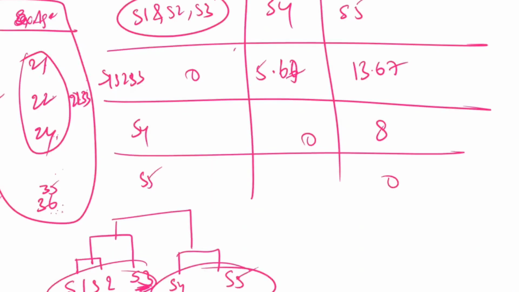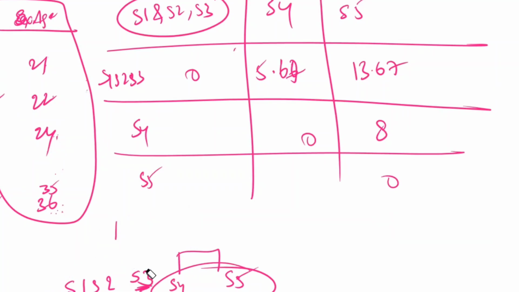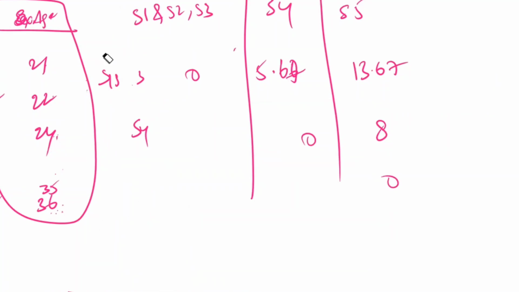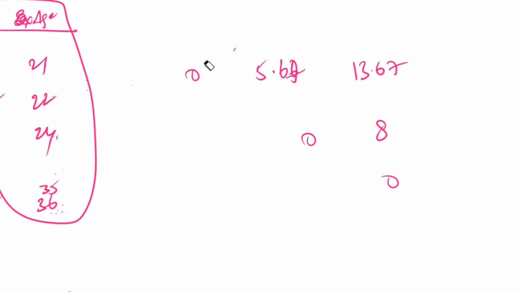If you want, you can try. You can take a note. Take the assignment. The assignment is nothing but take these 5 values. You have only the age of the student. Only one column is there, and that too for 5 students: 21, 22, 24, 35, 36. For this, draw the dendrogram.